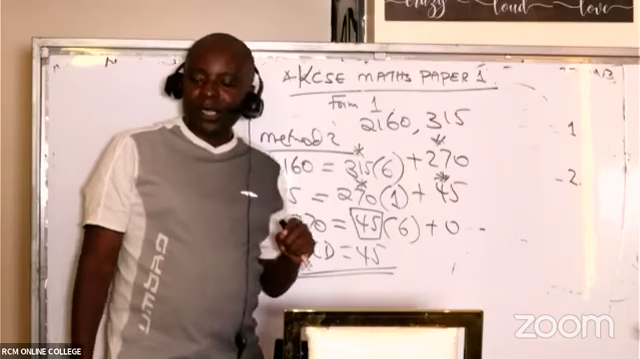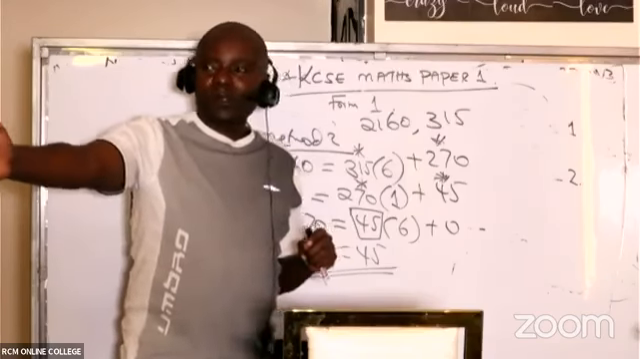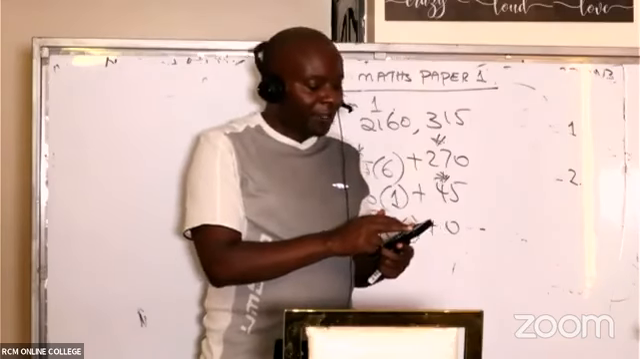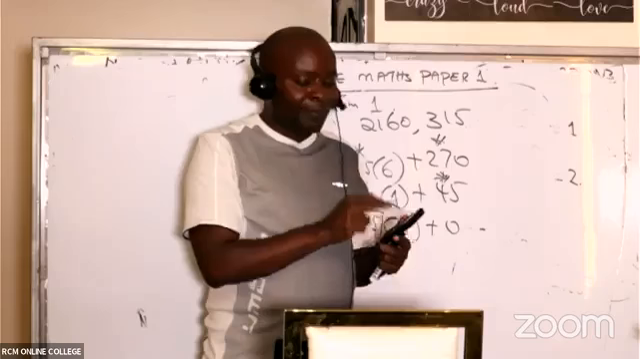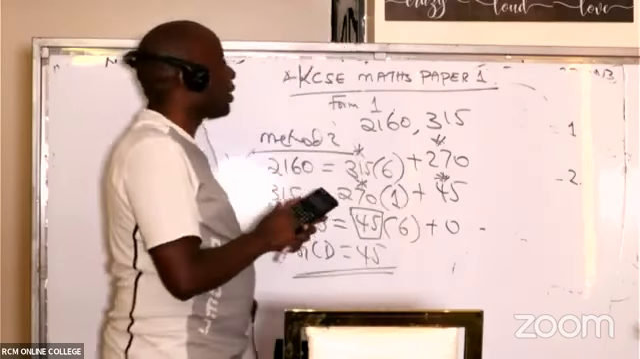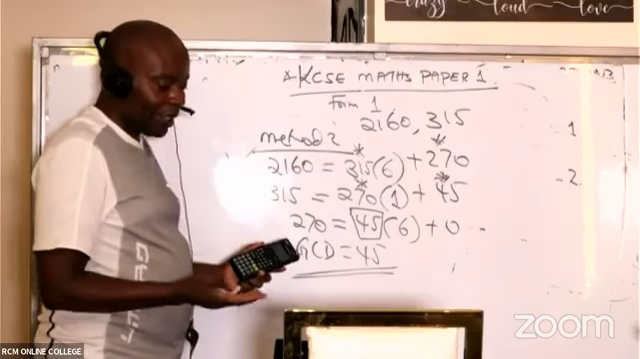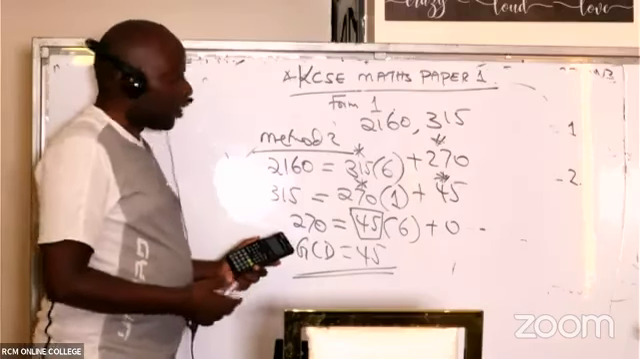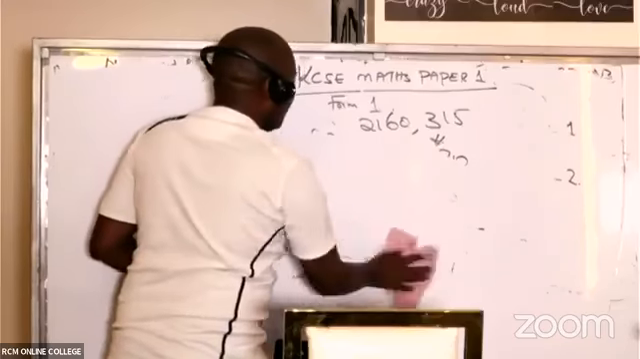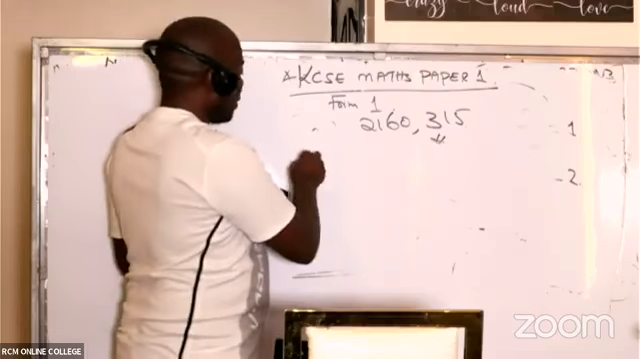There is another method where you can use this kind of calculator. You have to tell your parents to buy you this kind of calculator. It's called the fx-82ES Plus. It's a very good calculator, because you'll be able to use it to get the factors of 2160 and 315 automatically. So here, you will press these keys and it gives us the factors of 2160.